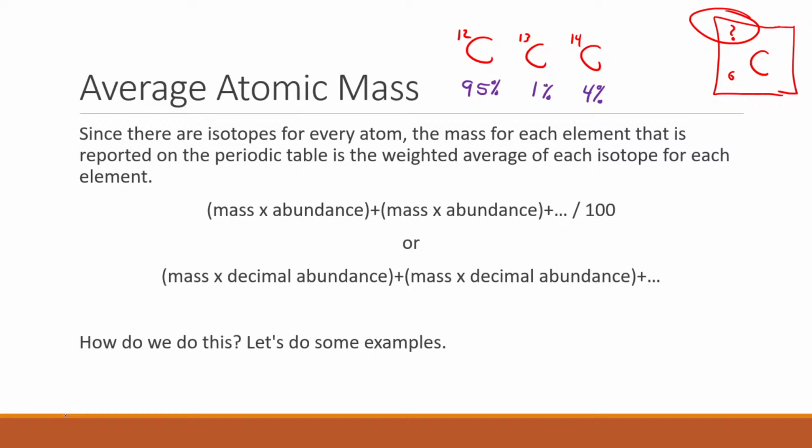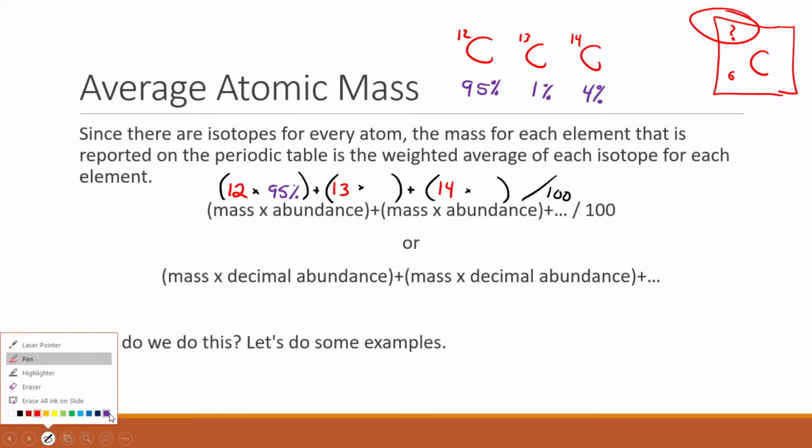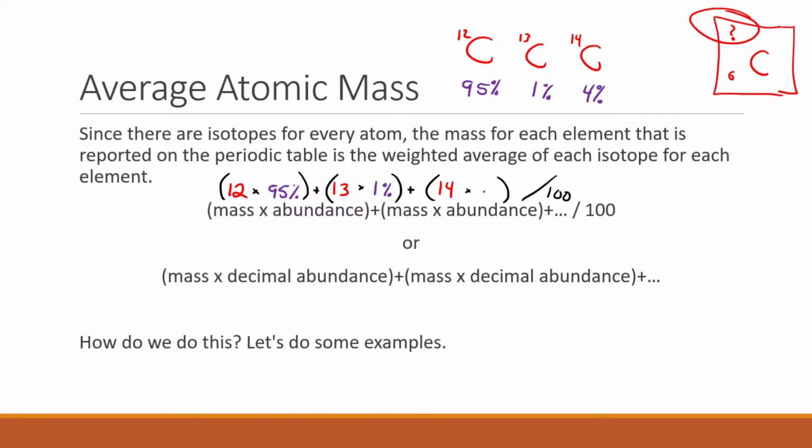And there's 2 different ways we can set this up. We can set this up as the mass times the abundance for each combination, and then divide that whole thing by 100. That will take into account that there's a lot more carbon 12 than anything else.